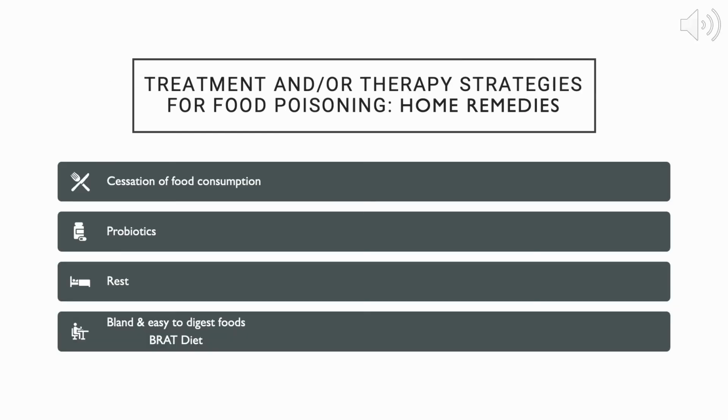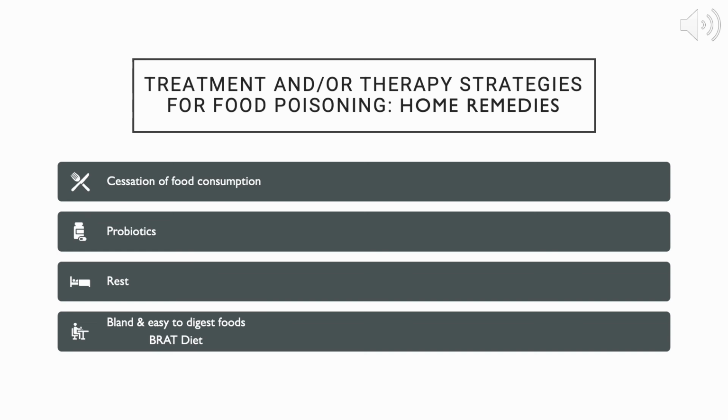Home remedies for food poisoning. Home remedies for food poisoning include the cessation of food consumption, which means stop food intake until the stomach has settled, and the utilization of probiotics to prevent future food poisoning occurrences. Food poisoning definitely messes with the gut microbiome. It messes with the good and the bad bacteria within the stomach, so this helps to replenish the good bacteria and help protect the body against future foodborne illnesses.